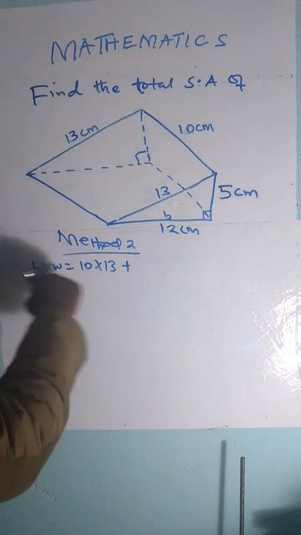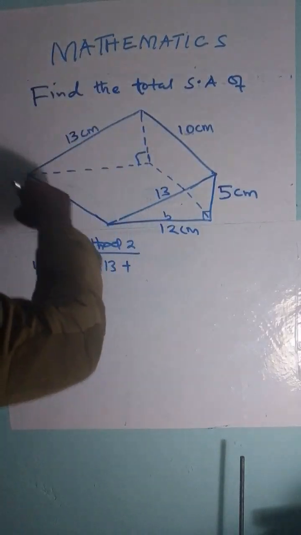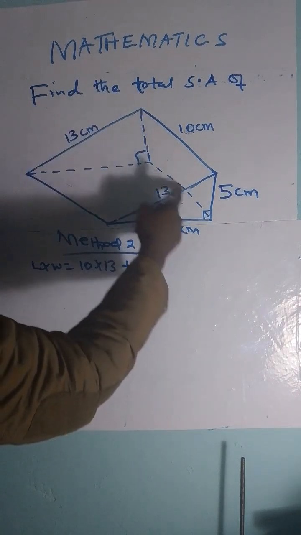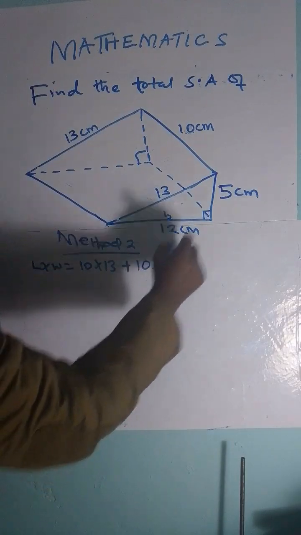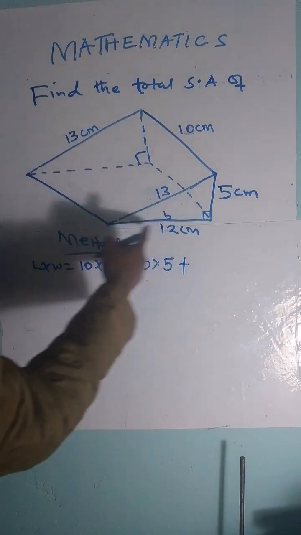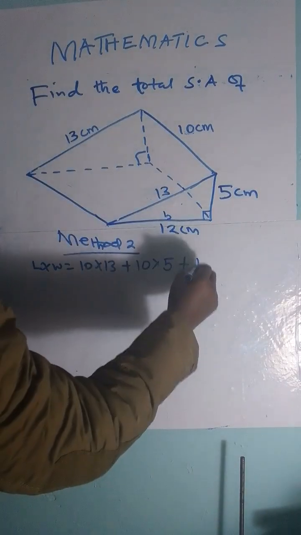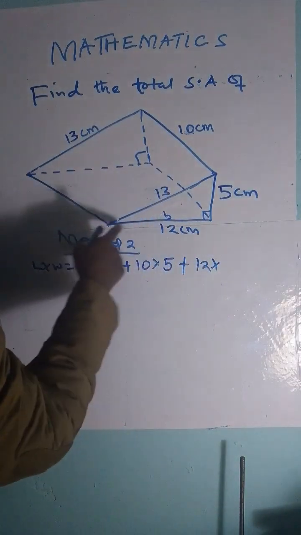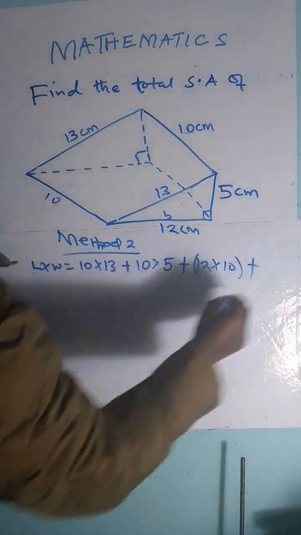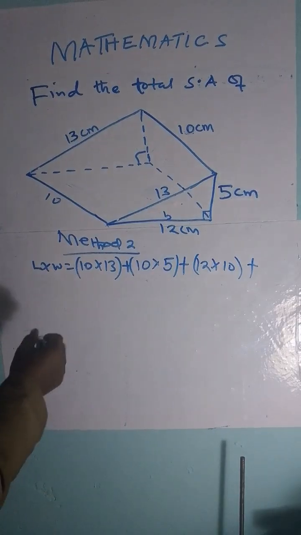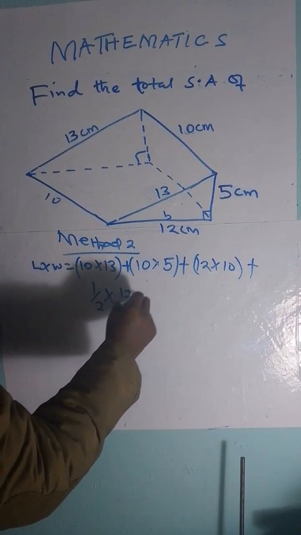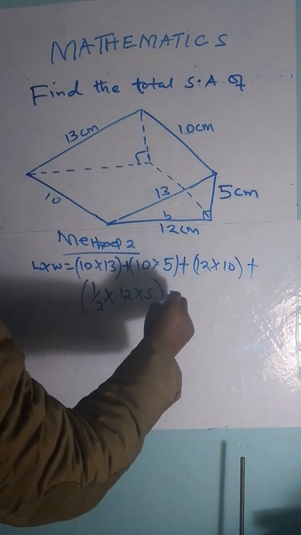So they can say now, area of this rectangle is 10 times 13, plus area of this rectangle here, which is 10 times 5, plus area of the bottom rectangle, which is 12 times 10, because this is 10, this is 10, times 10, plus area of the two triangles, this and this, which is a half times 12 times 5, and then times 2.